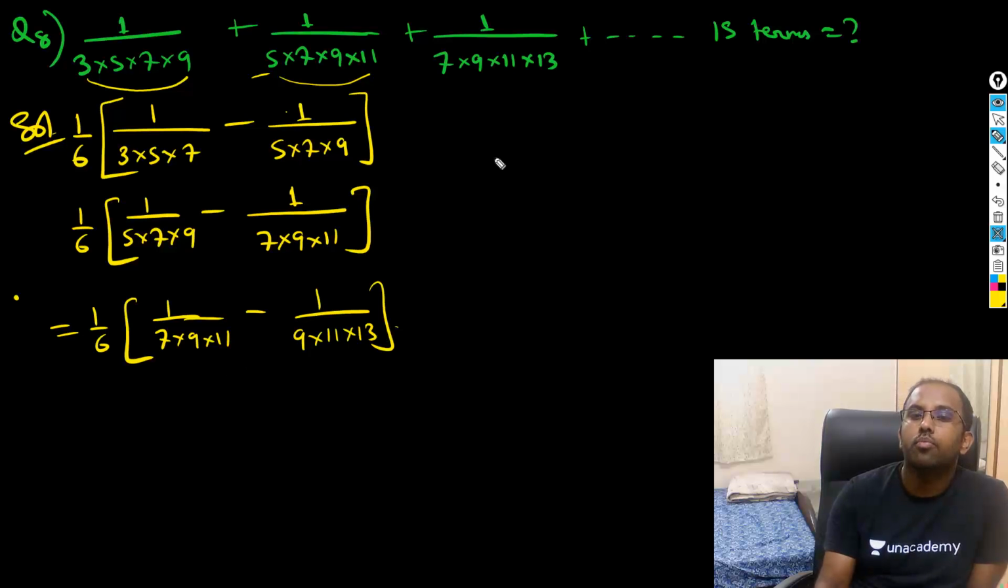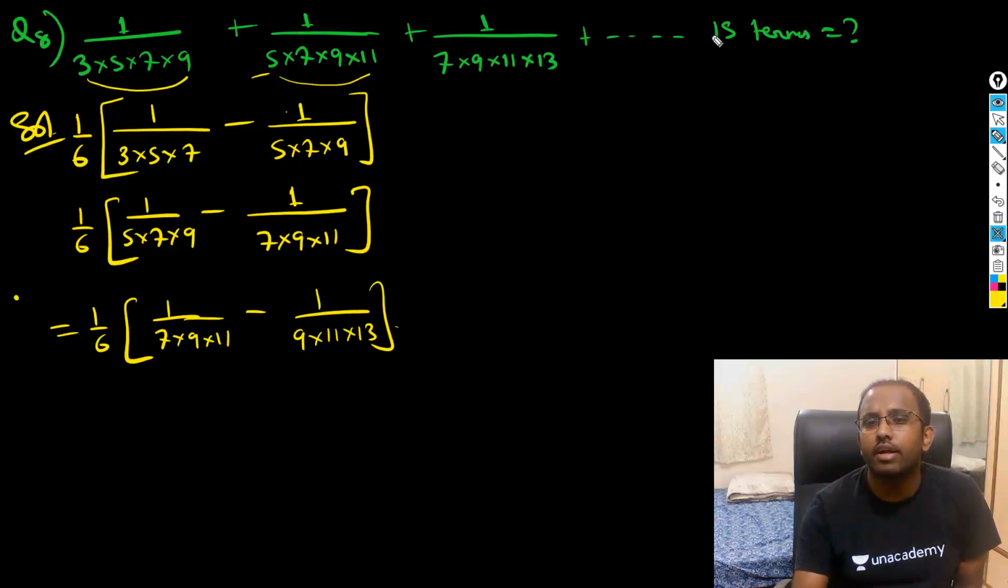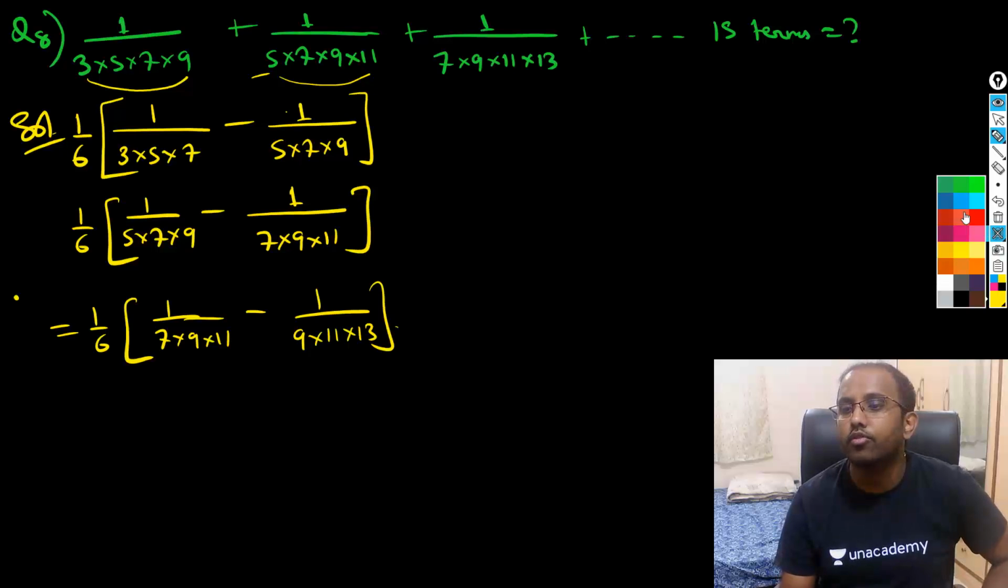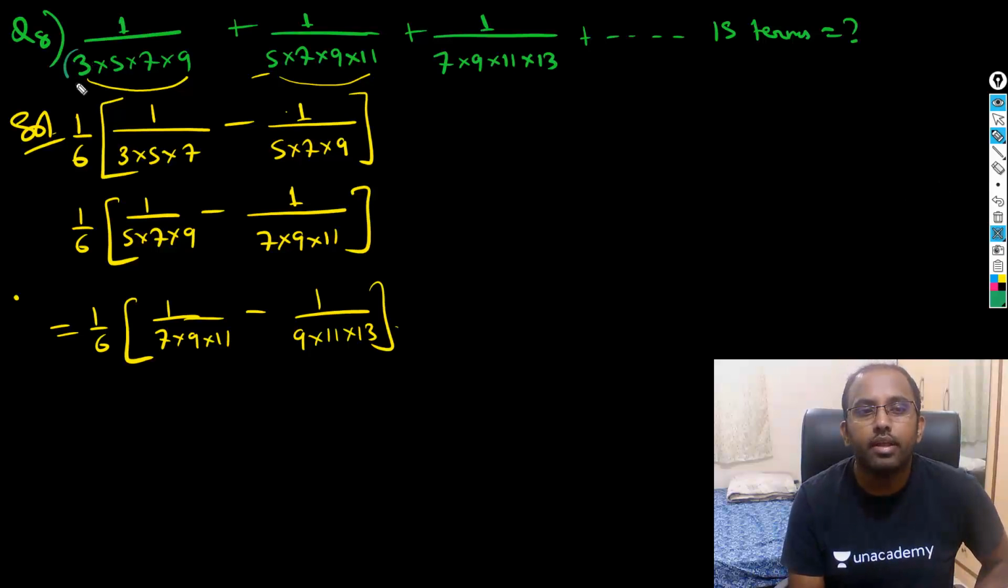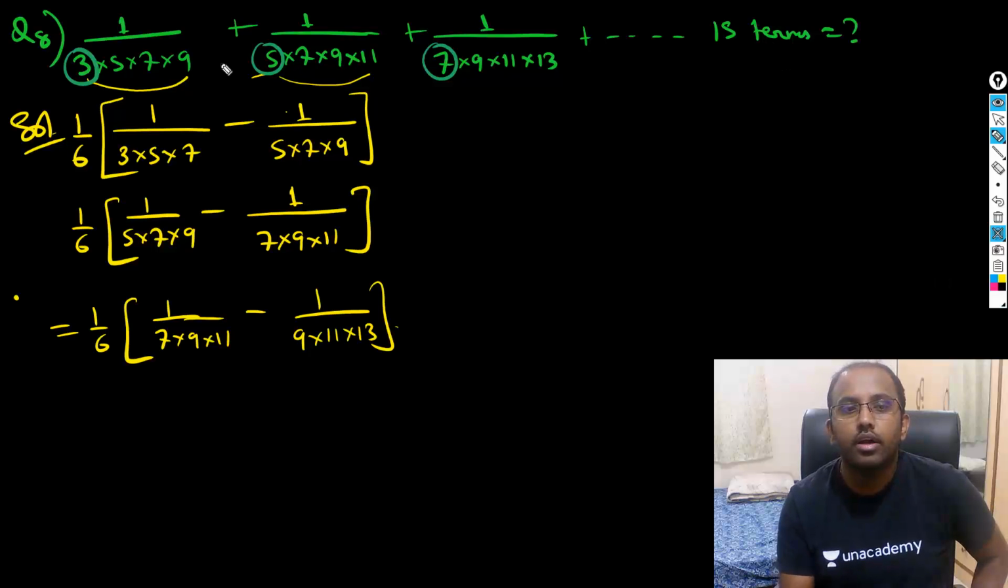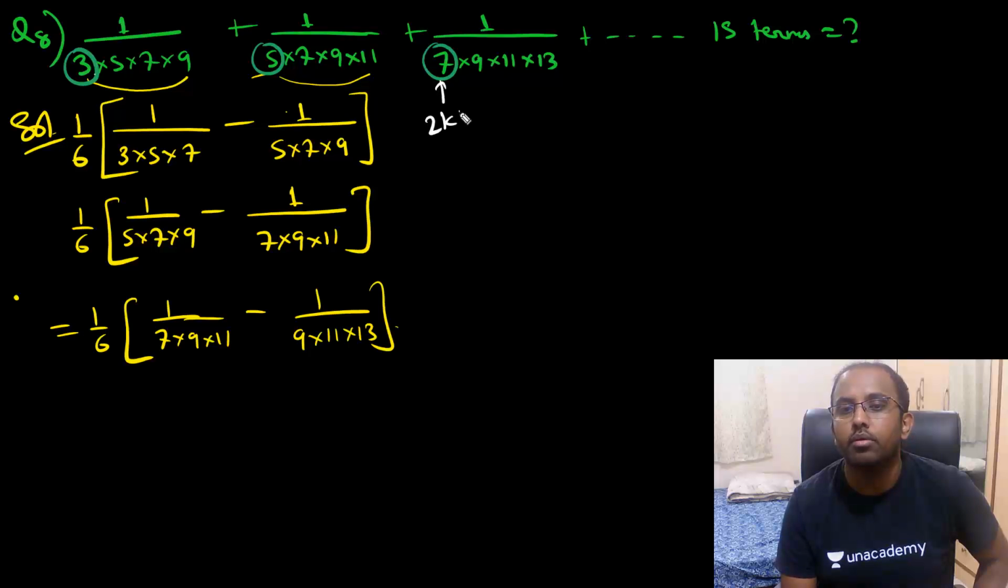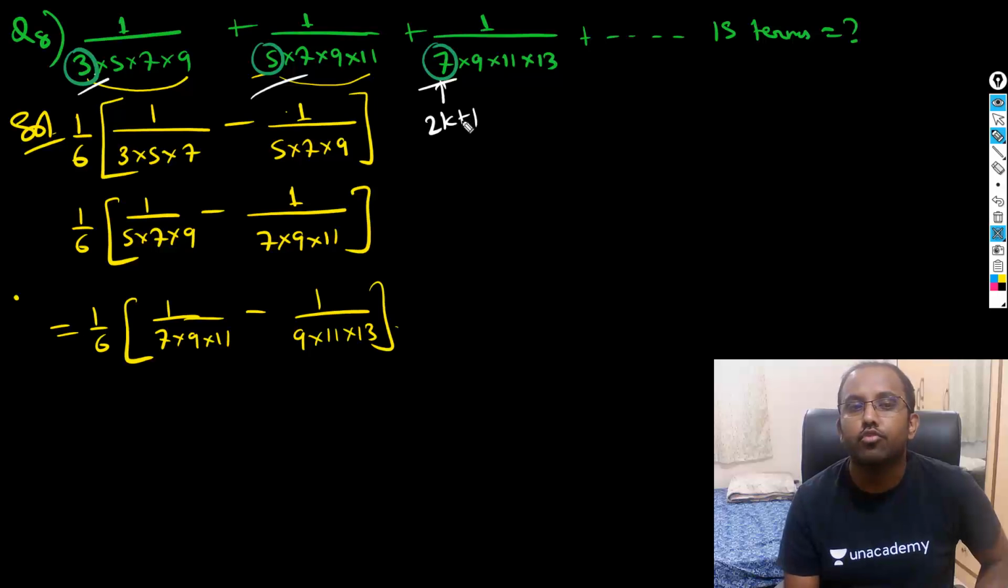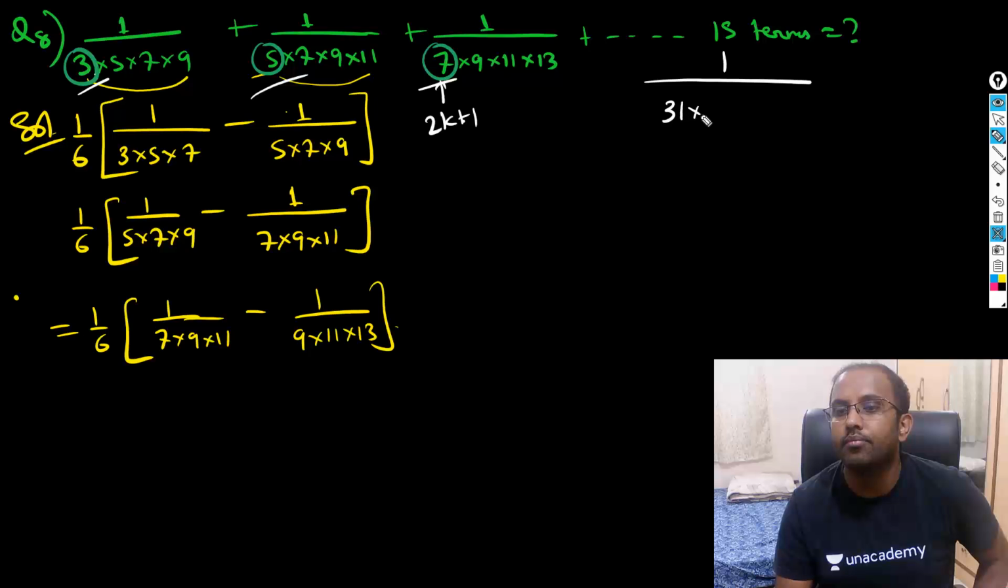If you observe, I just need to write the 15th term here. What is the 15th term? Starting terms are 3, 5, 7, all odd numbers, so 2k plus 1. The 15th term will occur at k equal to 15, that is 31. That is 1 by 31, 33, 35 and 37.